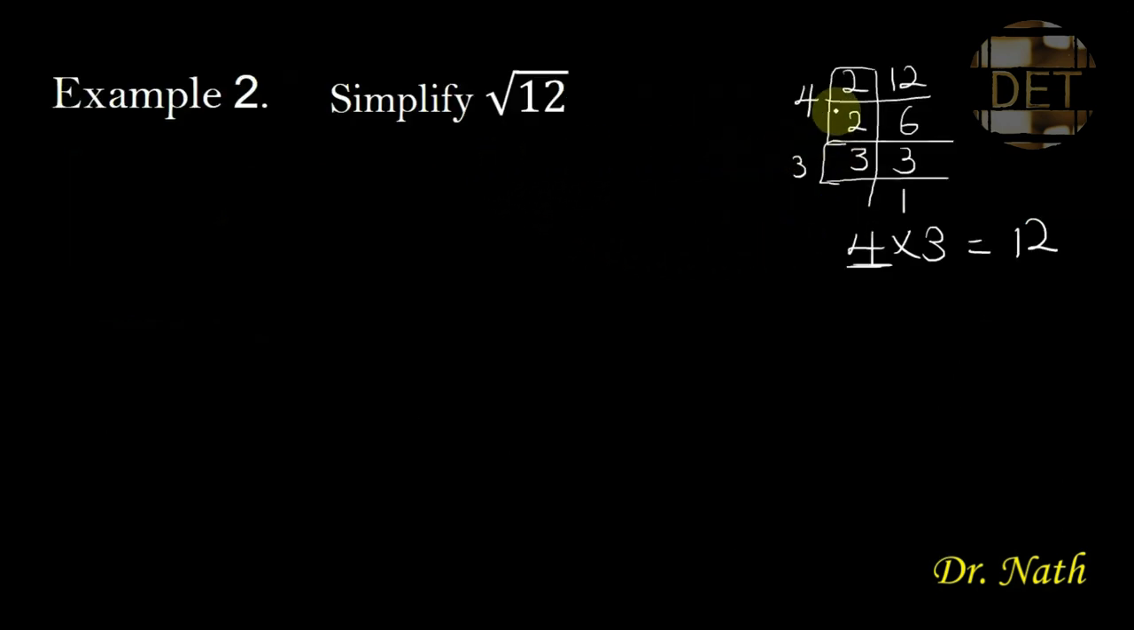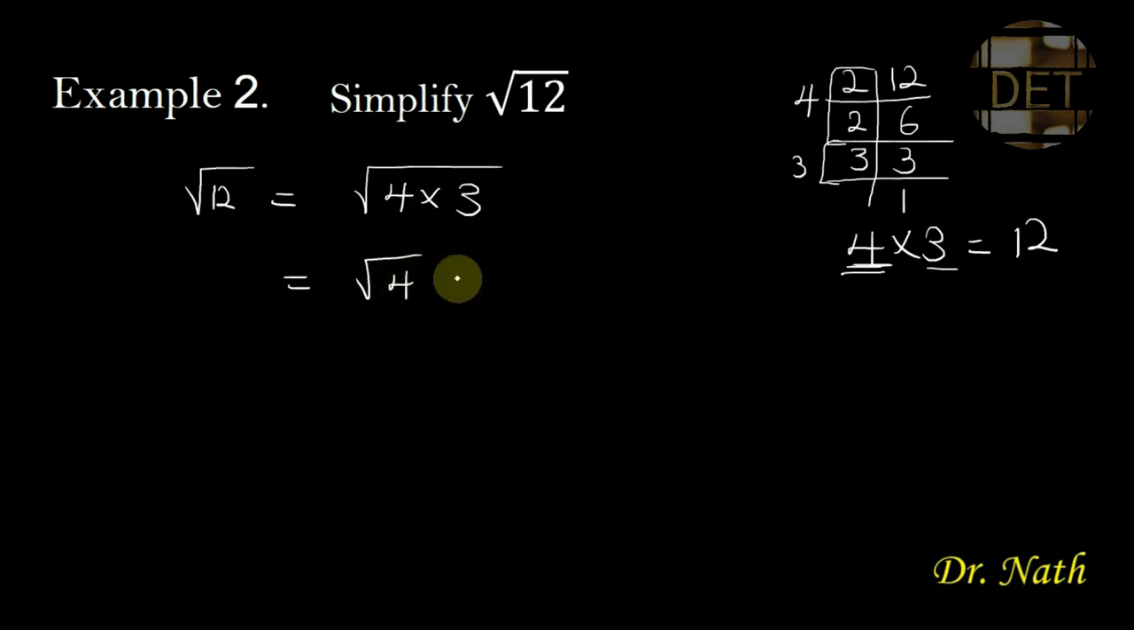With this, I now have those two factors, 4 which is a perfect square and 3 which is an imperfect square. So my square root of 12 now will be equal to the square root of 4 times 3. 4 times 3 will give me 12. So this and this are the same. So having done this, I will now split the expression into 2. So this will be equal to the square root of 4 times the square root of 3.